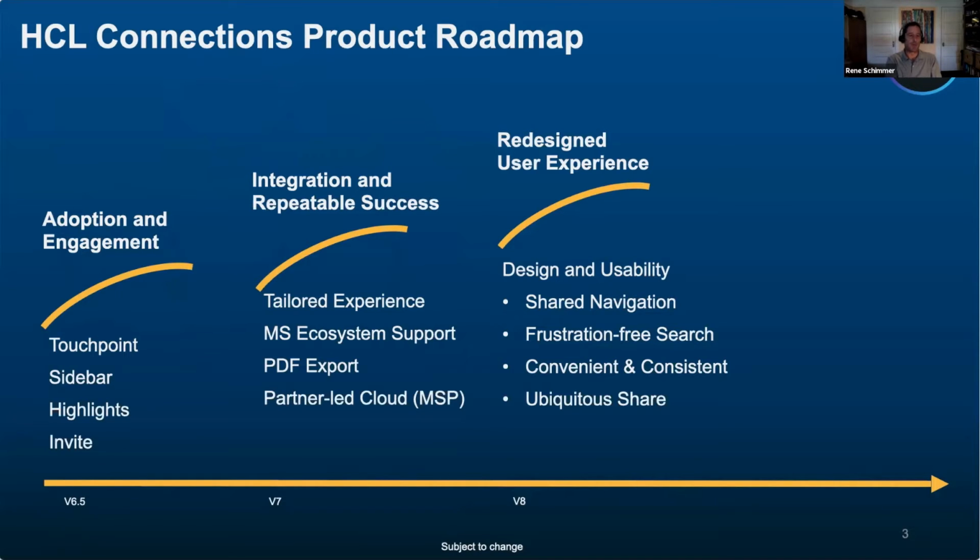So without any further ado, let's take a look at how V8 slots into our roadmap up to this point. It started early here. I'm not going to go into too much detail because you all remember what we did with 6.5. We focused on adoption and engagement, adding the touch point, the sidebar, highlights, etc. And then with V7, which we introduced in all the languages in January of this year, we focused on integration and repeatable success, working specifically on communities with a tailored experience, introducing templates, introducing the wizard, improving the highlights page, but of course also integrating in and out with, for example, Teams and SharePoint and whatnot. Those were the two most recent releases.